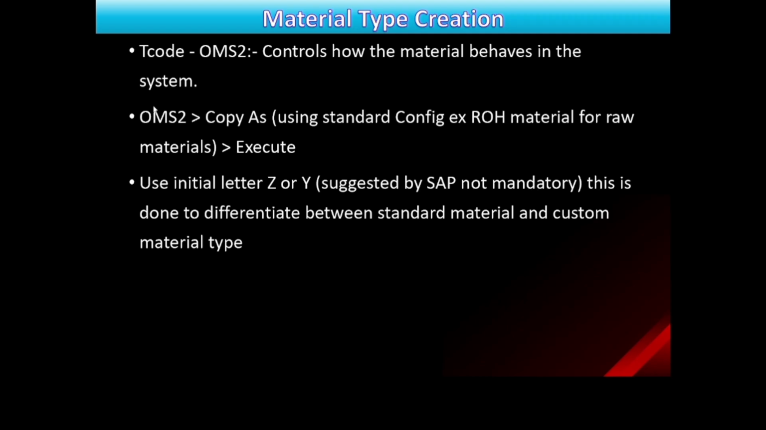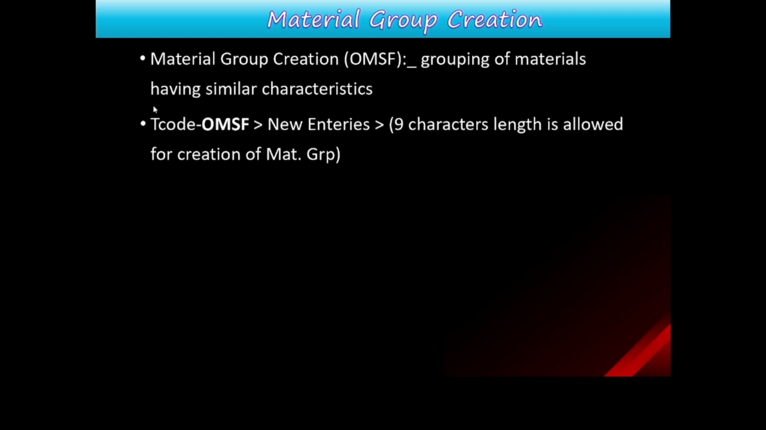Then we'll see how to create a material group. When we create a material, we require a material group. I will show you later, while creating material, where this material group is used. The material group can be created using the T code OMSF. When we go to T code OMSF, we can select new entries and create a material group. Nine characters length is allowed for creation of a material group.